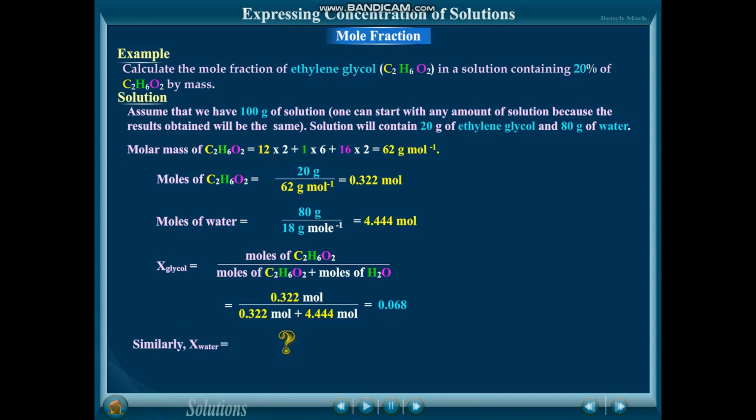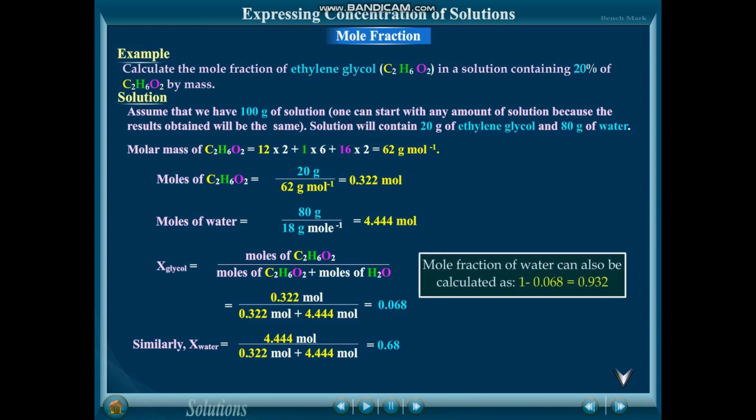Similarly, we can calculate the mole fraction of water also. Mole fraction of water is moles of water divided by the total number of moles. The moles of water that we have calculated is 4.444, divided by the total number of moles, that is 0.322 plus 4.444. You get the answer as 0.932.